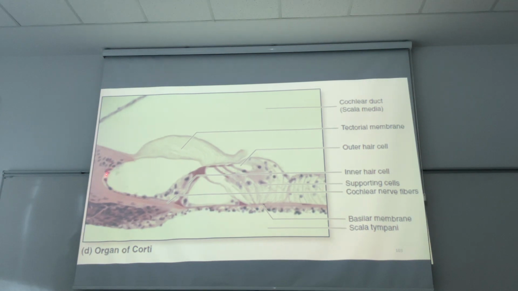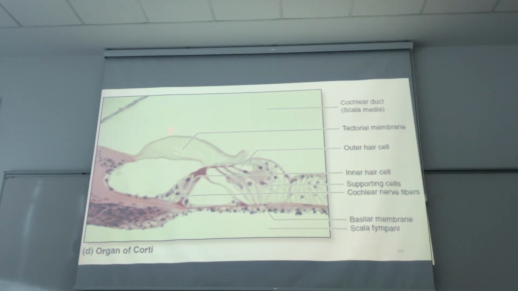What is the name of these cells? Interdental cells. What is the name of this structure? The tectorial membrane doesn't have any cells in this structure, only proteins, carbohydrates and fibers. And what is the name of this part?